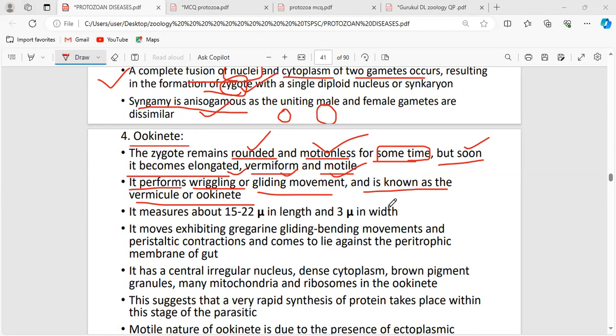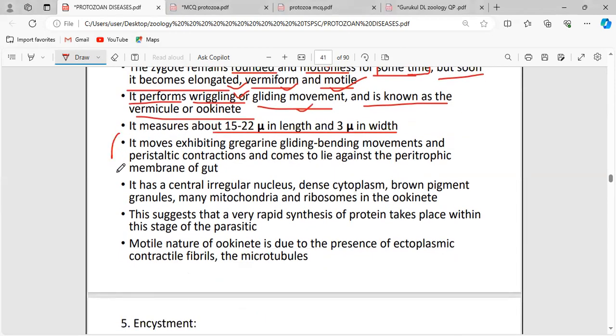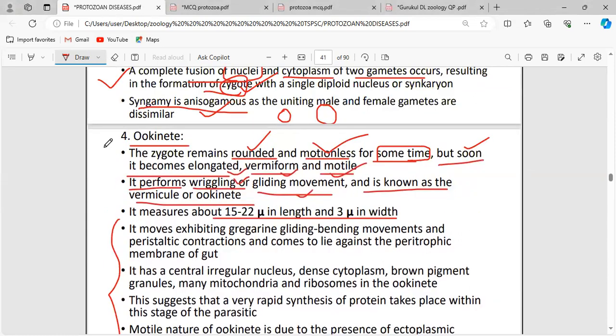Now, this zygote gains its capacity to move from one place to another. That structure performs the wriggling or gliding movement. This is called the vermicule or the ookinete. Now, the structure is not that important. This ookinete is the next stage which gains the capacity of motility.